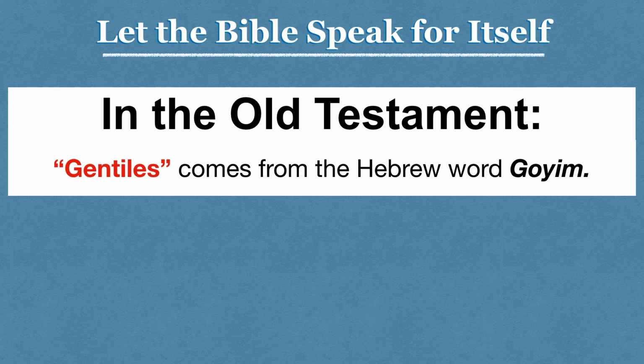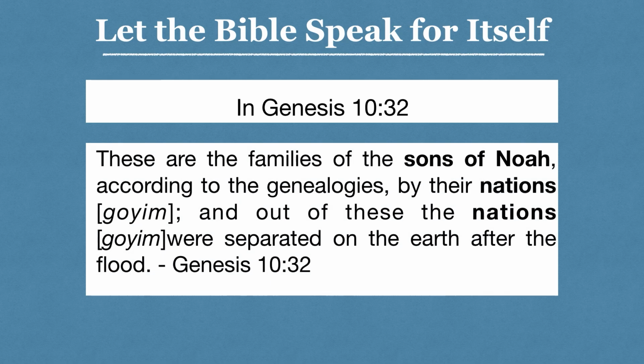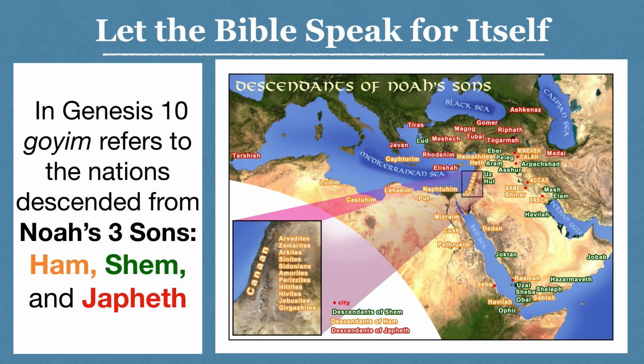In the Old Testament, the word translated Gentiles comes from the Hebrew word goyim. Goyim simply means nations. The first time goyim is used in the Bible is in Genesis chapter 10 and verse 32. "These are the families of the sons of Noah according to their genealogies, by their nations, and out of these the nations were separated on the earth after the flood." So, in the context of Genesis chapter 10, Goyim refers to the nations from Noah's three sons, Ham, Shem, and Japheth, and their descendants.